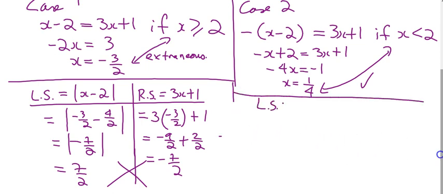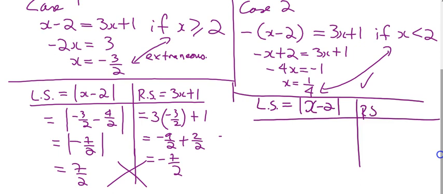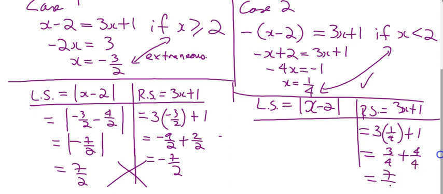So the left side is equal to the absolute value of x minus 2. The right side is equal to 3x plus 1. All right, let's do the right side first. 3 times 1/4 plus 1 is 3/4 plus 4/4 is 7/4, right? That's just changing 1 into 4/4, so we can add, right?